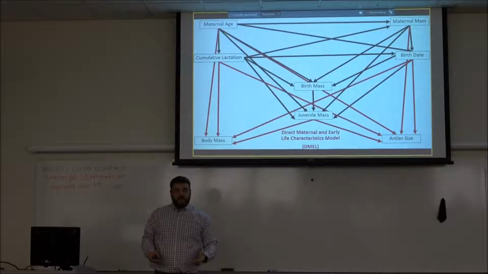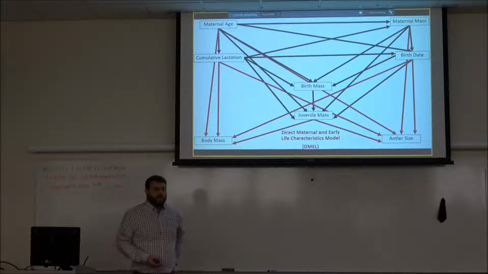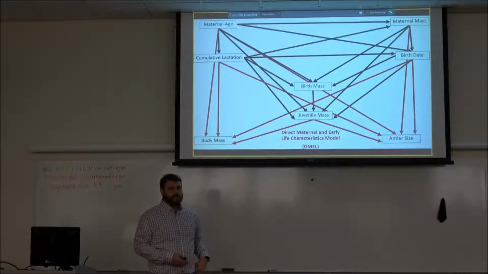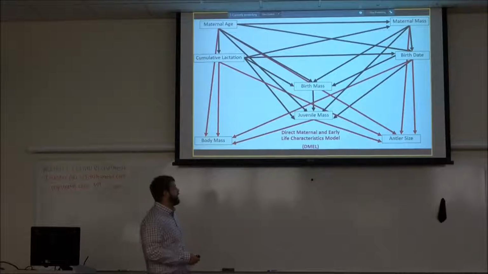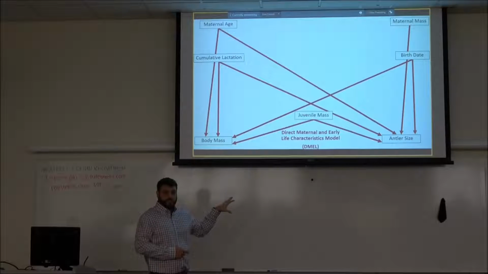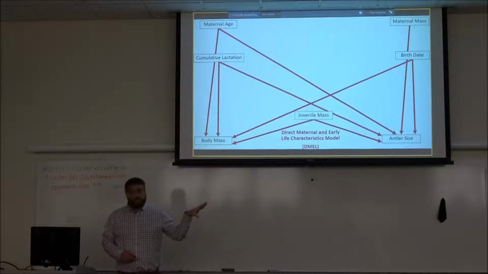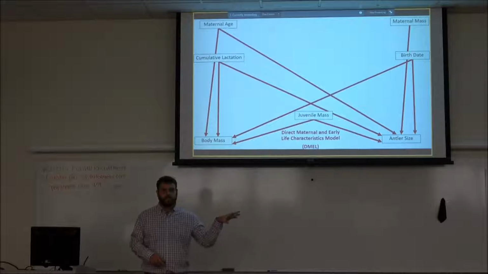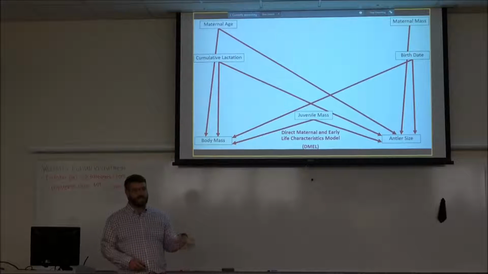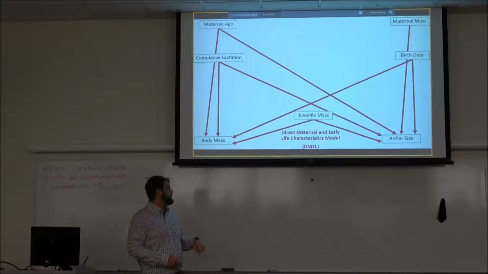But we recognize that it may not be an either-or situation. It may be a combination of maternal and early life characteristics that influence the phenotype of the mother's offspring. So again, holding all those correlated variables constant, these relationships that we were assessing with this hypothesis, basically direct effects from maternal and early life characteristics on adult body mass and antler size.